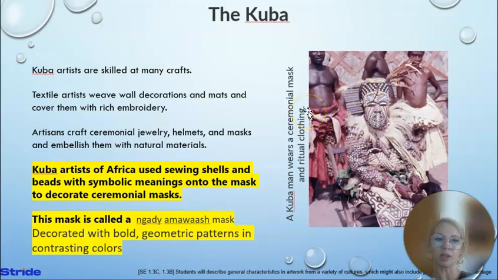So Kuba artists of Africa used sewing shells and beads with symbolic meanings onto the mask right here to decorate ceremonial masks. The mask is called, and I'm not even going to try to say it, it's this word here, Nagati Amawash. Y'all, that was bad. Mask decorated with bold geometric patterns and contrasting colors.